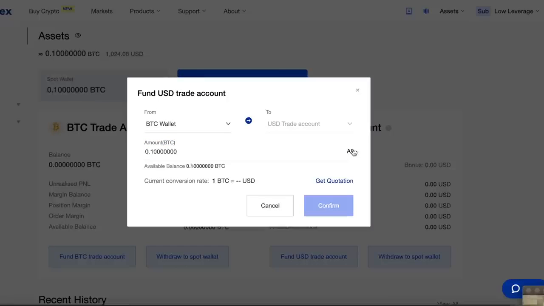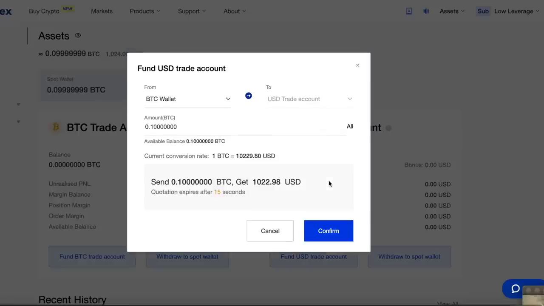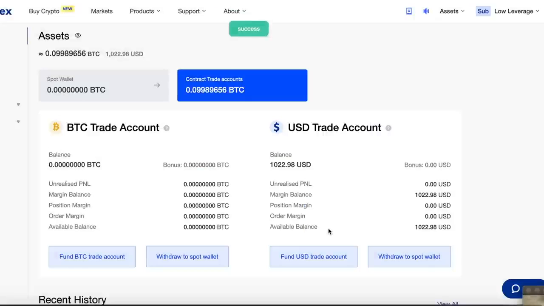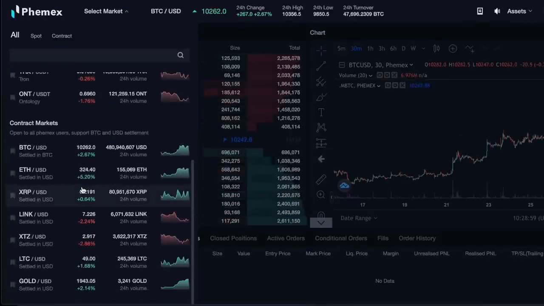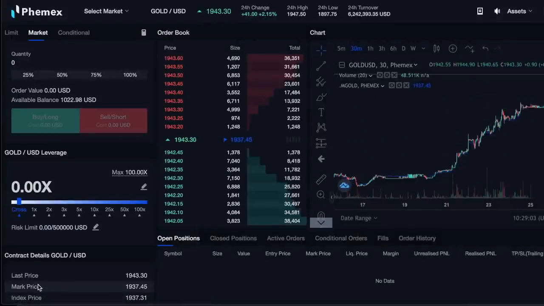So I click fund US dollar trade account, and we fund. We can just click all here, and then we get a quotation, and we click confirm, and there you go. Now this margin balance says $1,000 approximately. Now we can go back to contracts trading. We can go over and select market. Let's say we want to trade Ethereum. Actually, let's trade gold this time on leverage.